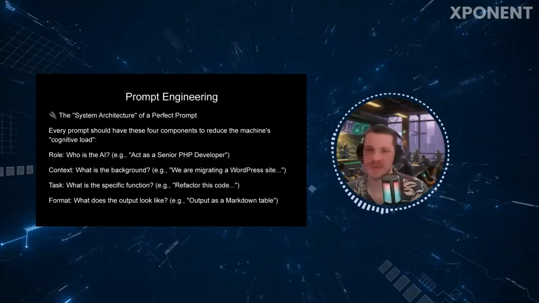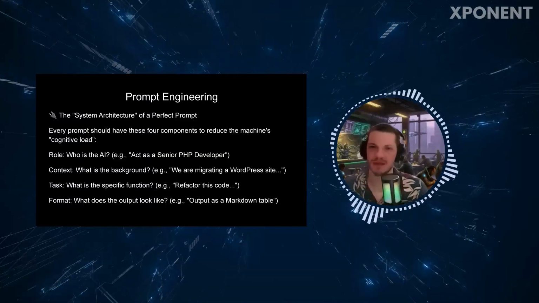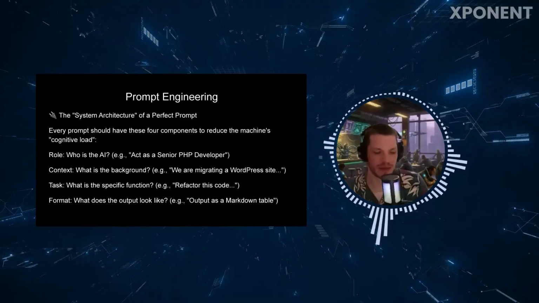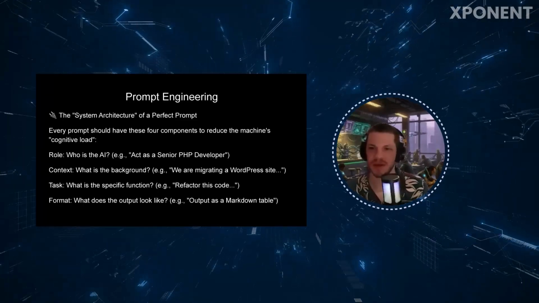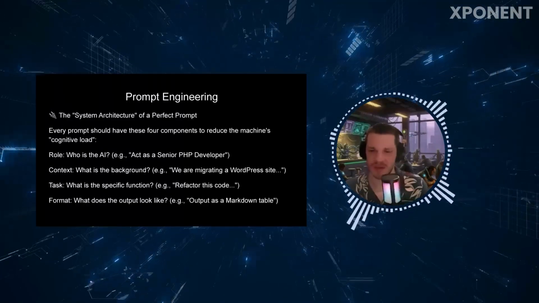So I've made some tips on prompt engineering and then some examples for different job roles. The main thing that you need to realize when you're prompt engineering is you should have these four components. This is according to the Gemini, the Google guidelines.